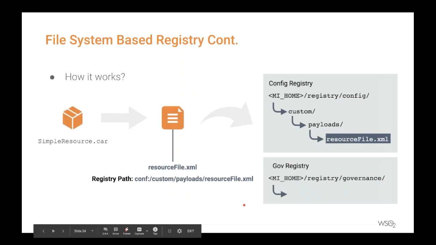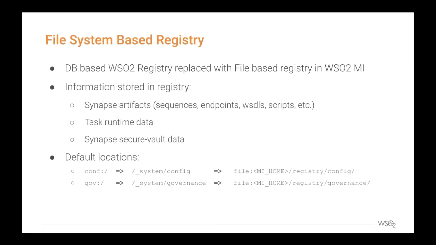So what information do we store in the registry? Synapse artifacts, that is, you can store sequences, endpoints, WSDLs, scripts, local entries, etc. Then you can store some task runtime data. Actually, that is not you, that is the server storing something, so you don't really need to worry about that. Then the Synapse Secure Vault comes there. Earlier, these artifacts were in an RDBMS based system. Now we have moved them to the file system base. So if you have something in the system config path, ideally it will go to the micro integrator home registry config.